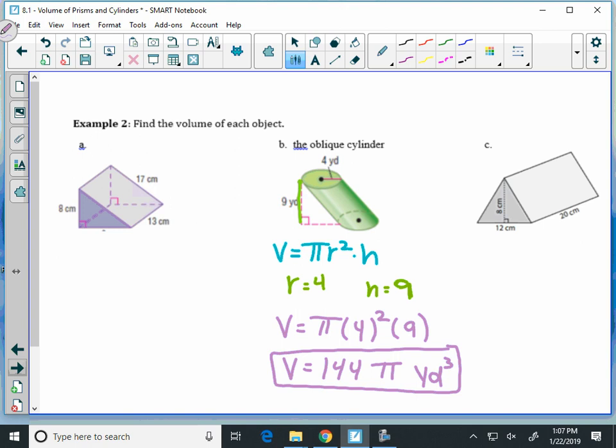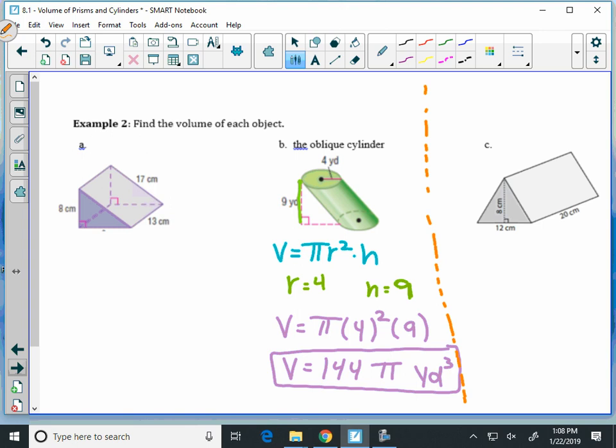If the directions specifically say leave in terms of pi, you will lose a point if you don't. Even if you accidentally do it, you will lose a point if the directions say leave in terms of pi and you don't. Okay. So just make sure to pay close attention to the directions in your work. Double check things.